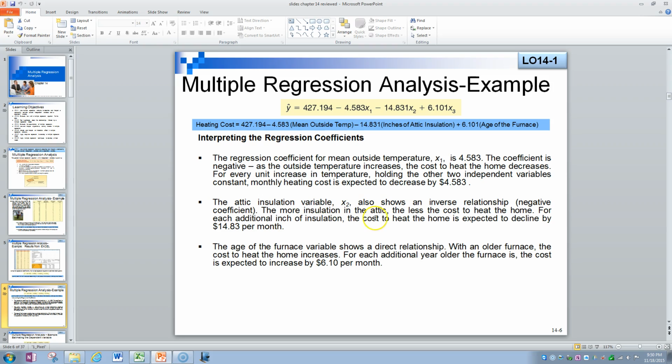The more insulation in the attic, the less the cost to heat the home. For each additional inch of insulation, the cost to heat the home is expected to decline by $14.83 per month. The age of the furnace variable shows a direct relationship. With an older furnace, the cost to heat the home increases. For each additional year older the furnace is, the cost is expected to increase by $6.10 per month.